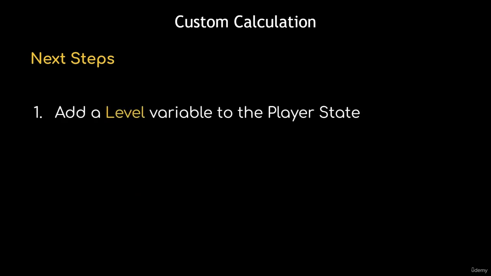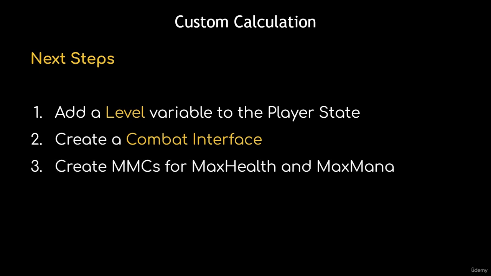So that means we have a few next steps to worry about. First, we need to add a level variable to our player state. That's where I'd like to keep this level amount. And then we need to create an interface. I'm going to call it combat interface so it can be shared among all classes that participate in combat in our game project. In this combat interface, we'll have a function to retrieve the level associated with whatever implements this interface. And then we can create our MMCs.